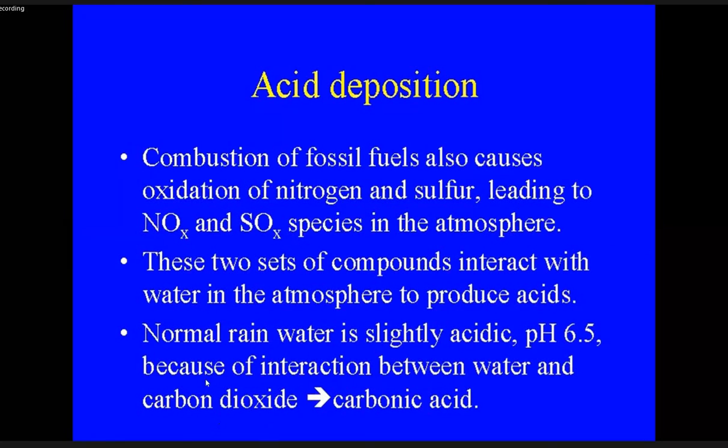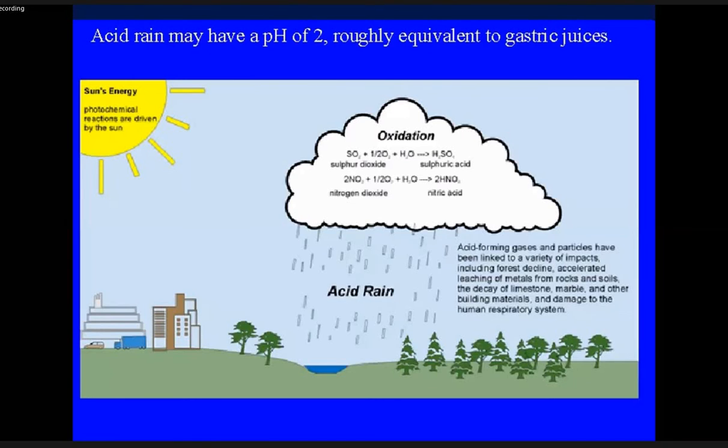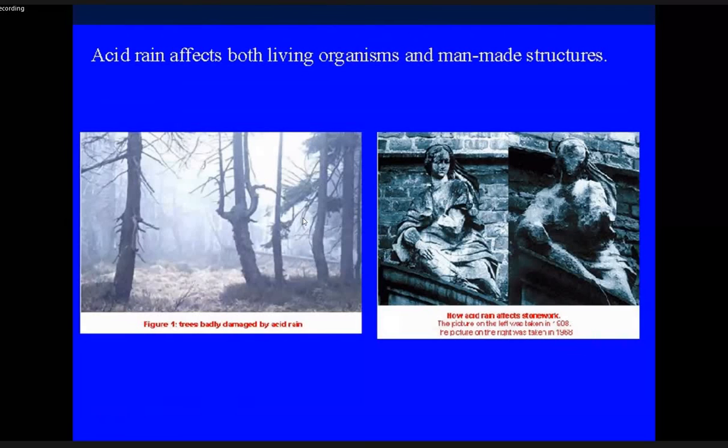This is because of the interaction between water and carbon dioxide. But when the carbon dioxide increases, then carbonic acid forms, and this is called acid rain. Now you see what happens: sulfur dioxide reacts with the water and causes sulfuric acid, and nitrogen oxide causes nitric acid, and when this rain comes, its pH is near about 2, which is the pH of our gastric juice. Acid rain may have a pH of 2, roughly equivalent to gastric juices. This is the effect of acid rains and these air pollutants in the atmosphere.